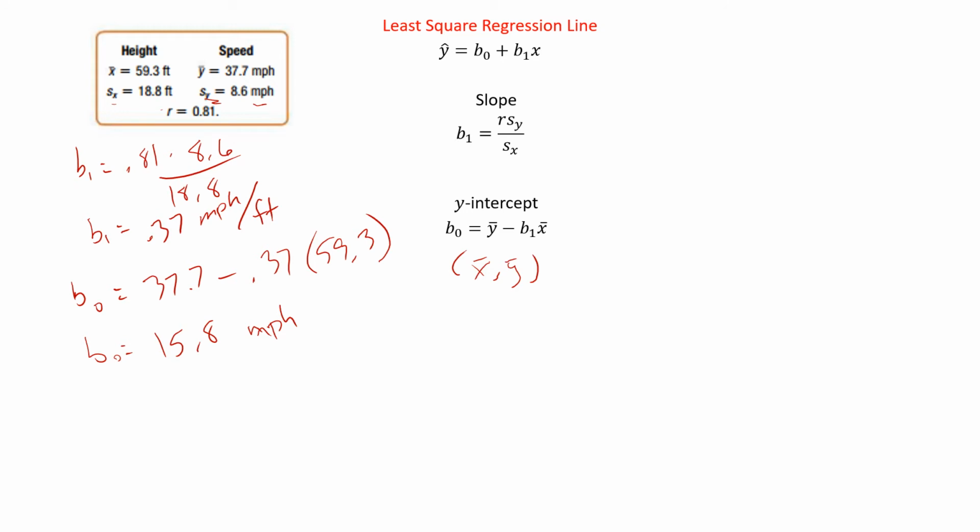Now we just need to plug it in. So y hat equals b naught, which is 15.8, plus the slope, 0.37 x. If we wanted to make a prediction, like if we wanted to predict what is the speed when the height is 70 feet, we would just plug 70 in for x and find the y hat. That's how to make a prediction with our regression model.